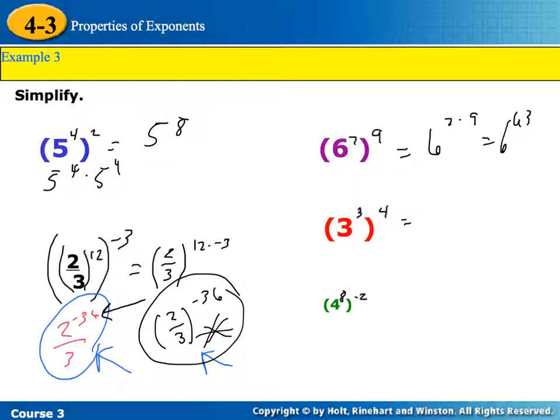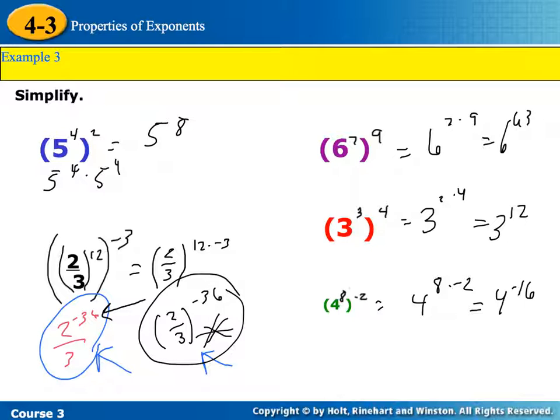3 to the third to the fourth. 3 to the third times 4 equals 3 to the 12th. Nice. The last one. 4 to the 8th to the negative second. When I multiply this out, I need to take 4 to the 8th times negative 2, which is 4 to the negative 16th. I am okay with leaving it like this, okay? So I will take all of these answers just like this.